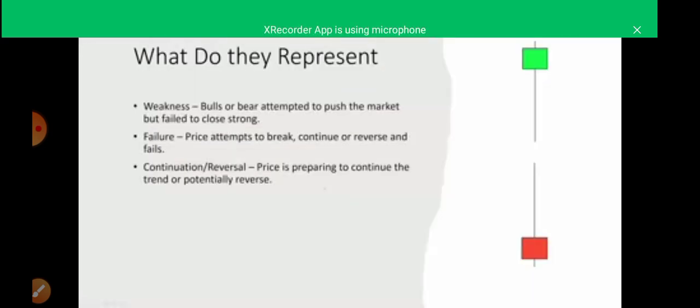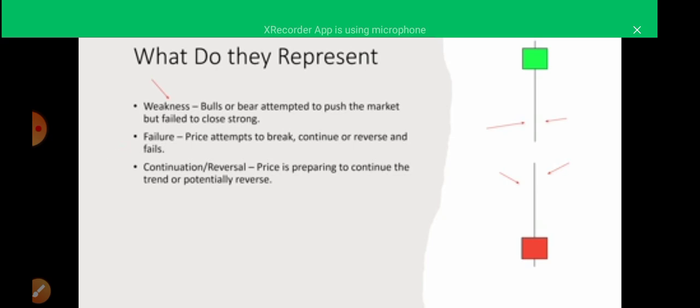Taking a look at our final example here, we can see the wick rejection candles. Now, what do these represent? Well, these candles represent weakness. But what do I mean by weakness? Well, this simply means that bulls or bears attempted to push the market up or down, but failed to close strong like our momentum candles.